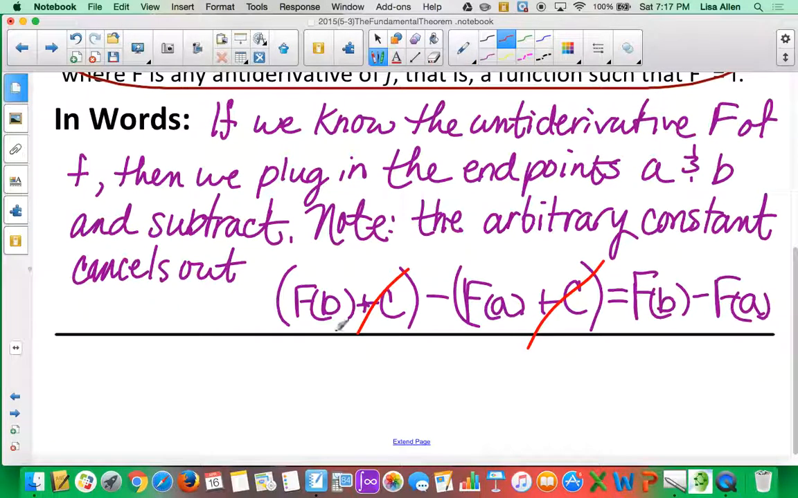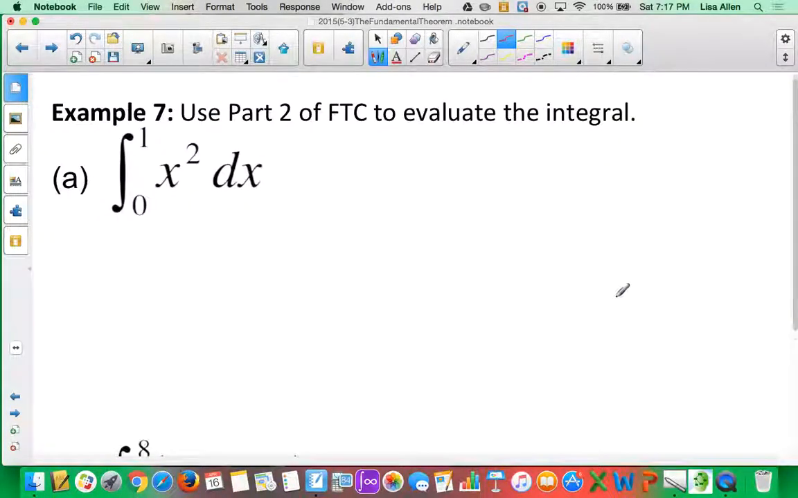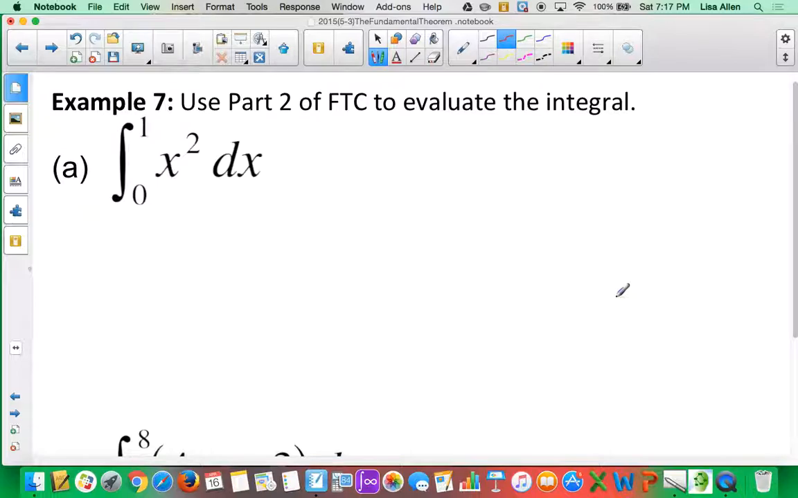So let's try a problem. Use part 2 of the fundamental theorem of calculus to evaluate the integral. Recall, as we go through these, each time we look at an integral, I'm going to remind you that this is some antiderivative evaluated at 1 minus the antiderivative evaluated at 0. So let's go ahead and do this.